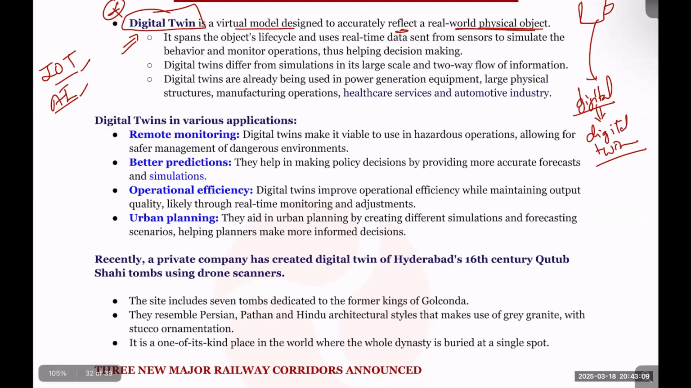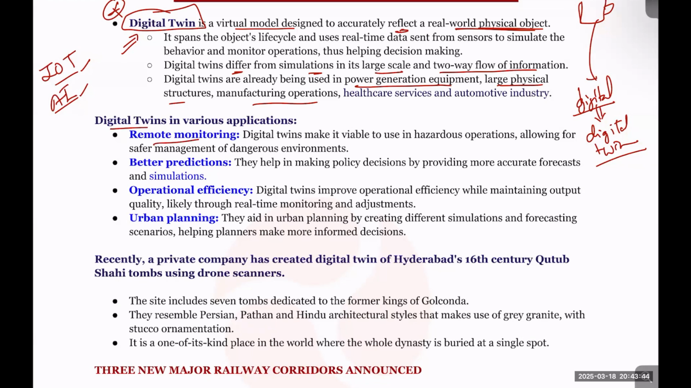Okay, digital twins differ from simulations in their large scale and two-way flow of information. So two-way flow of information takes place between the real world and the virtual world. And digital twins are already being used in power generation equipment, large physical structures, and manufacturing operations. So digital twin is not a very nascent technology. The production and application of this space has also started. So, what are the digital twin applications in various fields? Remote monitoring.